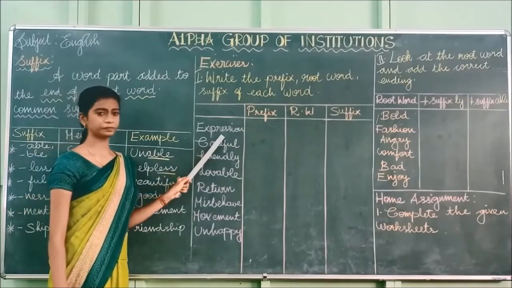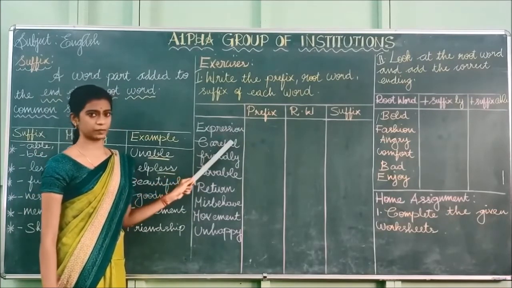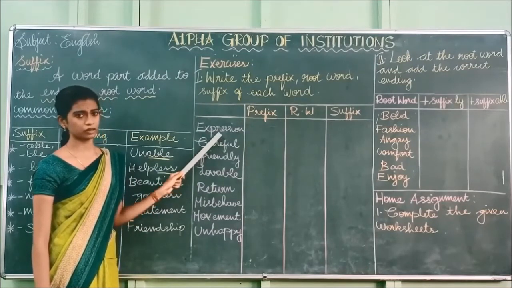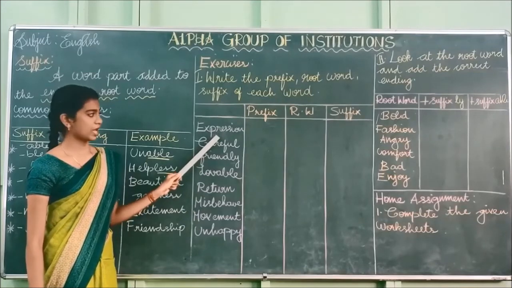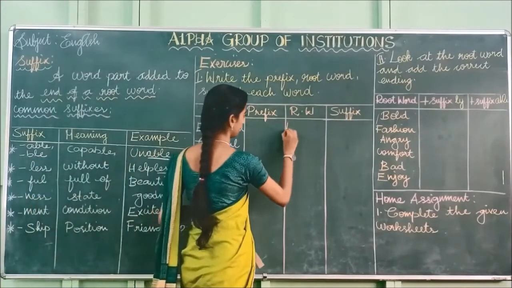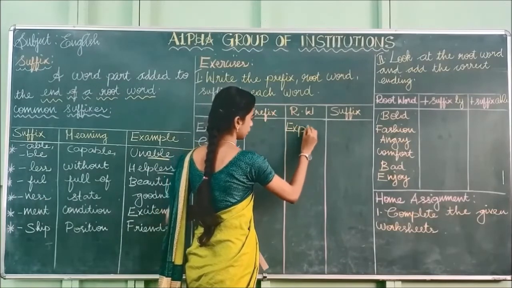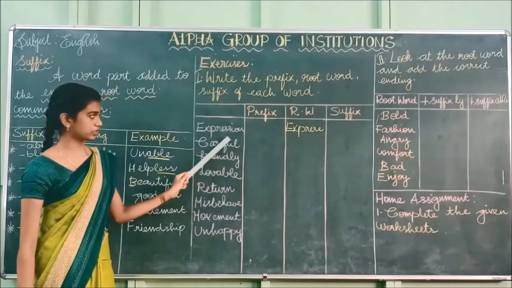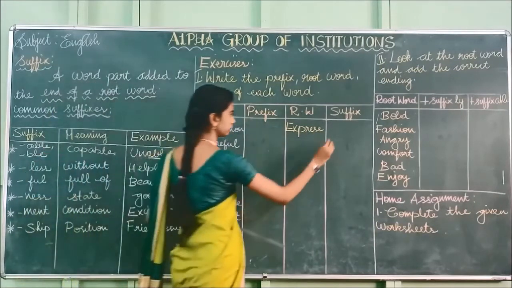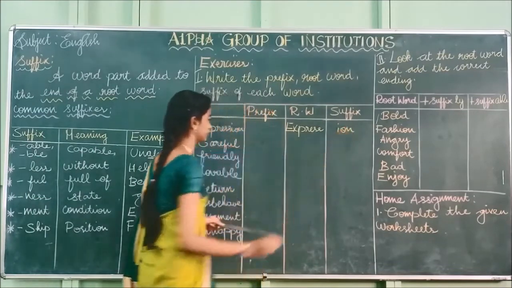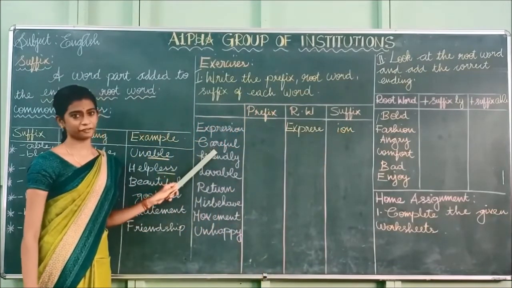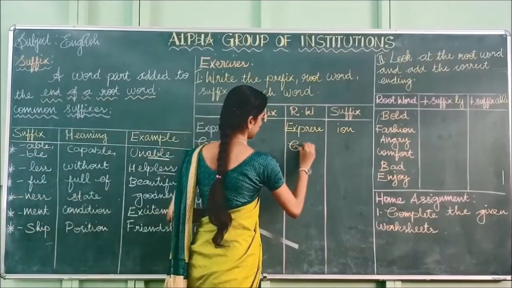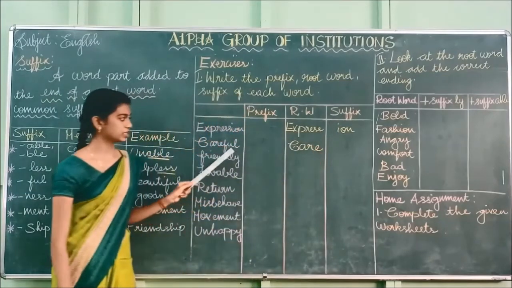So what is the first word? Expression. Is there any prefix here? No. What is the root word in the first one? Express. E-X-P-R-E-S-S. So the root word is express, and the suffix is I-O-N. And next one is careful. The root word is care, C-A-R-E. And what is the suffix here?